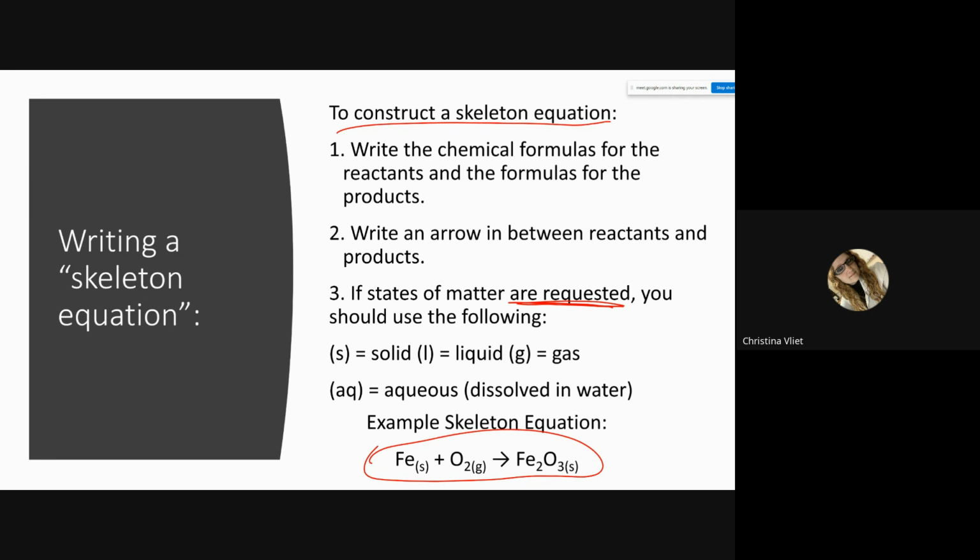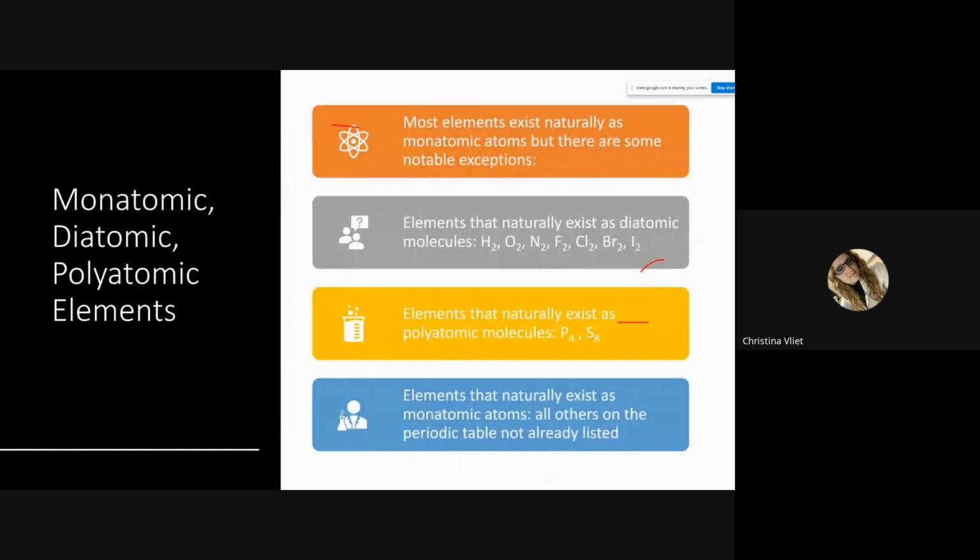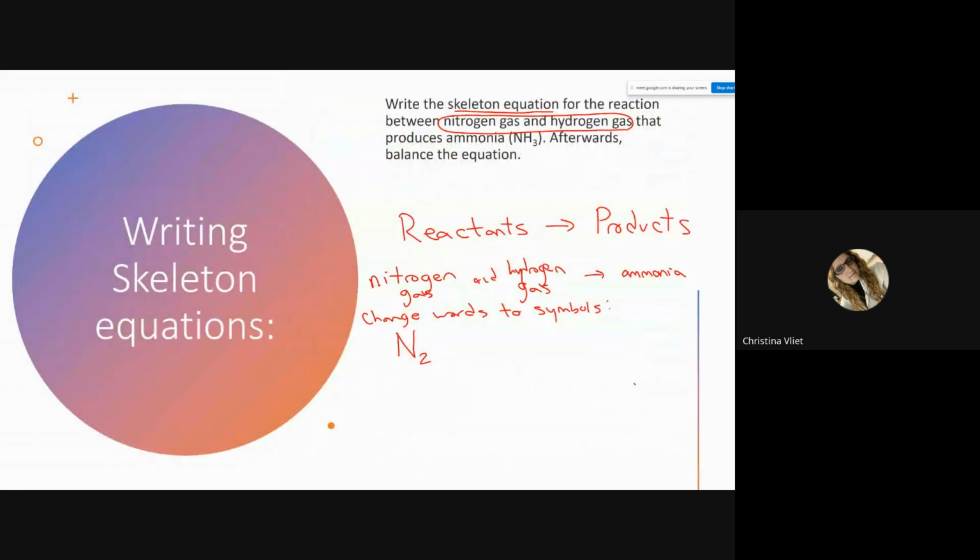If they don't ask for the states of matter in the question, then you don't have to write that. So in this question, it does not say that you have to include the states of matter. So you do not have to. If you did, you would put a little g afterwards. But they didn't give you the state of matter for ammonia, so you wouldn't be able to predict that. That's why you don't have to put it here.